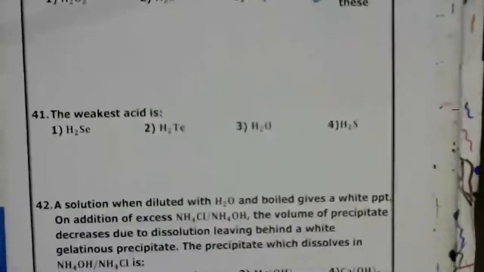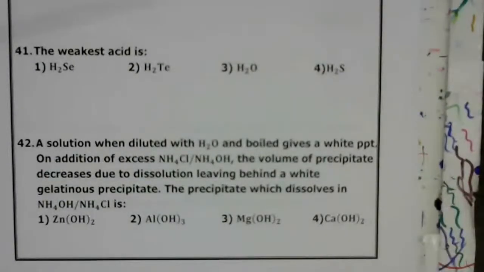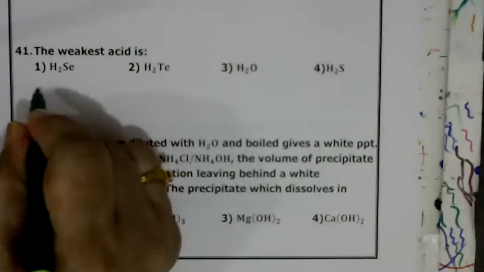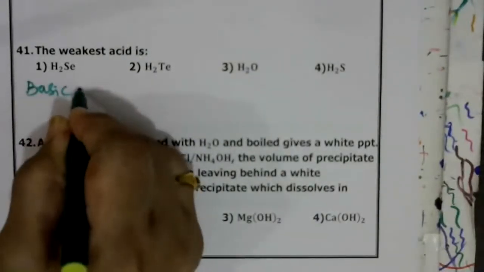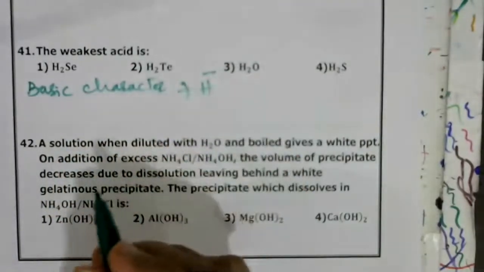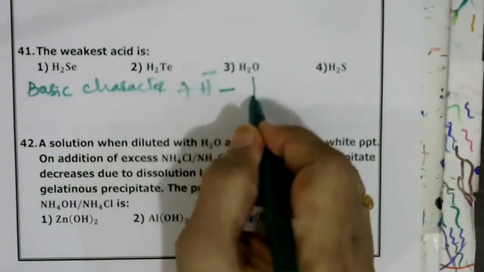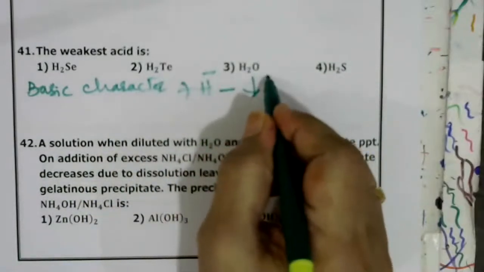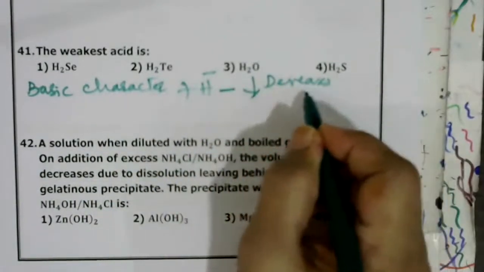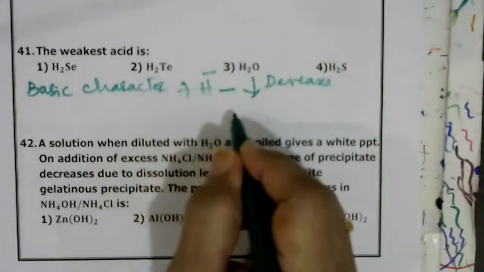Question number 41. The weakest acid: whenever we take the basic character of hydride, it decreases down the group. Basic character of hydride decreases down the group, whereas the acidic character increases down the group.